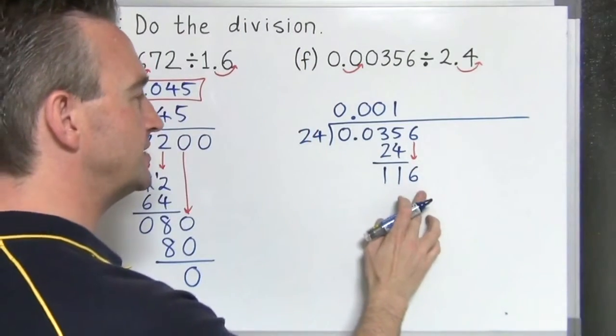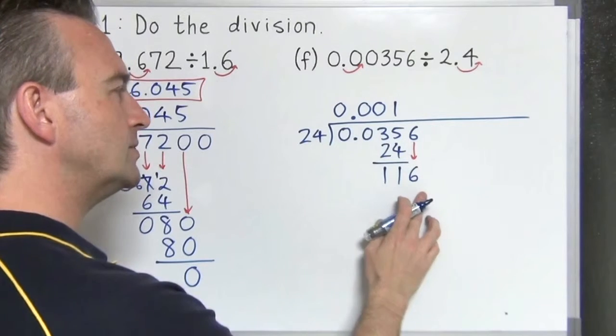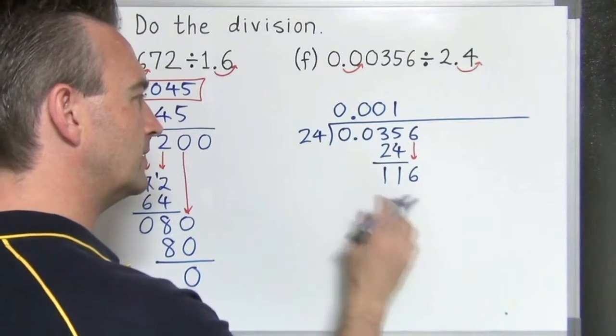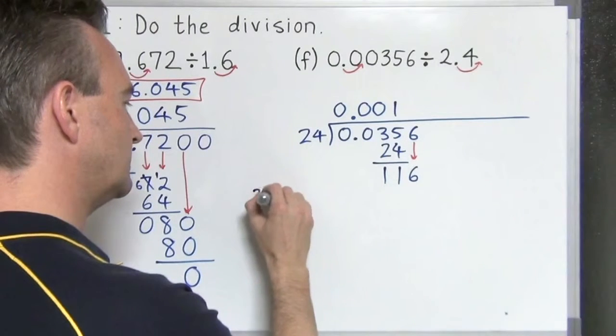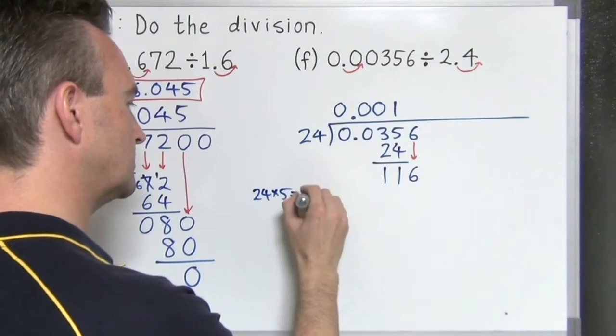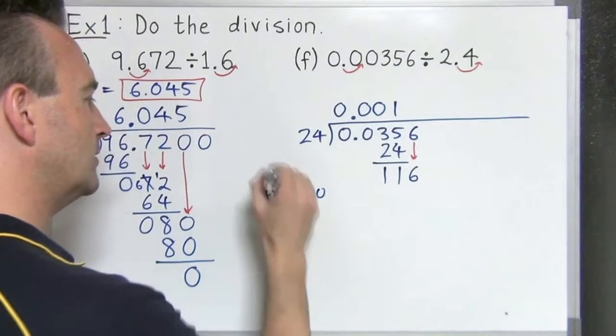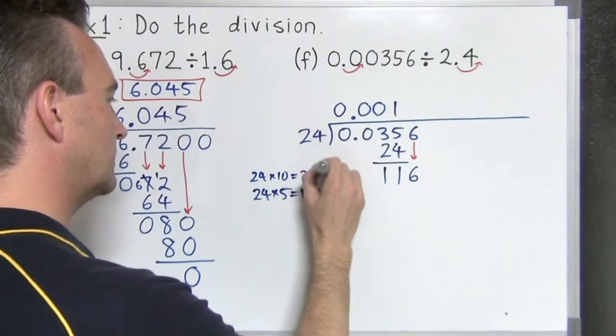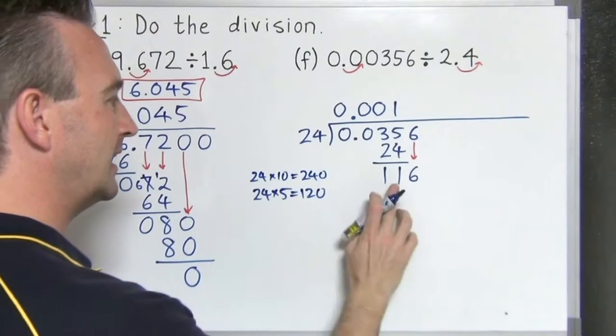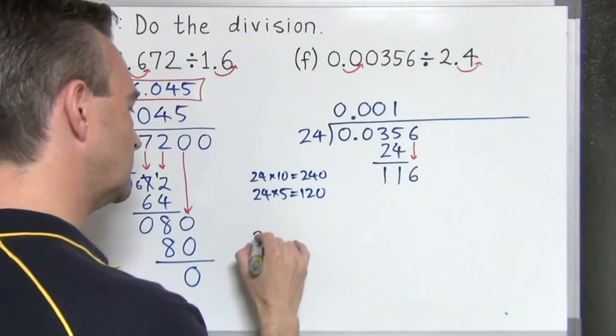24 into 116. Well, I know 24 times 5 is 120, I believe. Where did I get that from? I know that 24 times 10 is 240. So I just halved it. That's still too big though. So it's going to be 24 times 4.